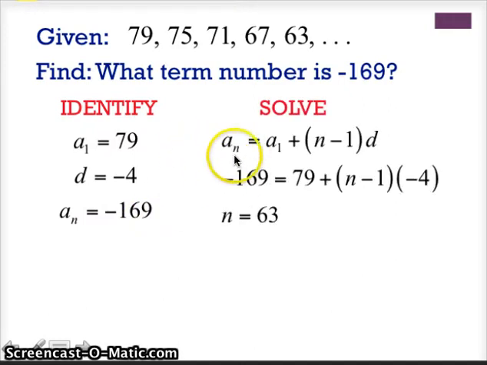This time we have a value over here, the -169, to plug in, but what we don't know is N, the position of this number in the sequence. So we're going to plug in and solve as we would normally solve an equation, by subtracting the 79 to the other side, dividing by -4, adding 1. We get 63 for N. So that means that -169 is the 63rd term in the sequence.